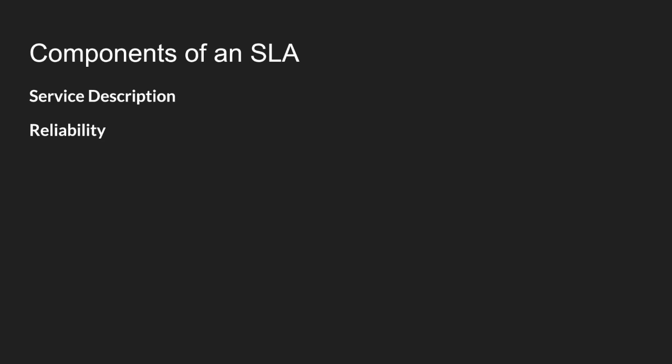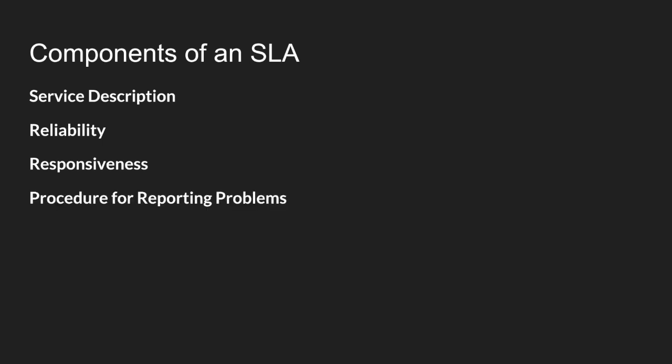Reliability is often measured as uptime. Responsiveness refers to the punctuality of services to be performed in response to requests and scheduled service dates. Another major component of an SLA is having a procedure for reporting problems. This includes who can be contacted, how problems will be reported, procedures for escalation, and what other steps need to be taken to resolve the problem efficiently.